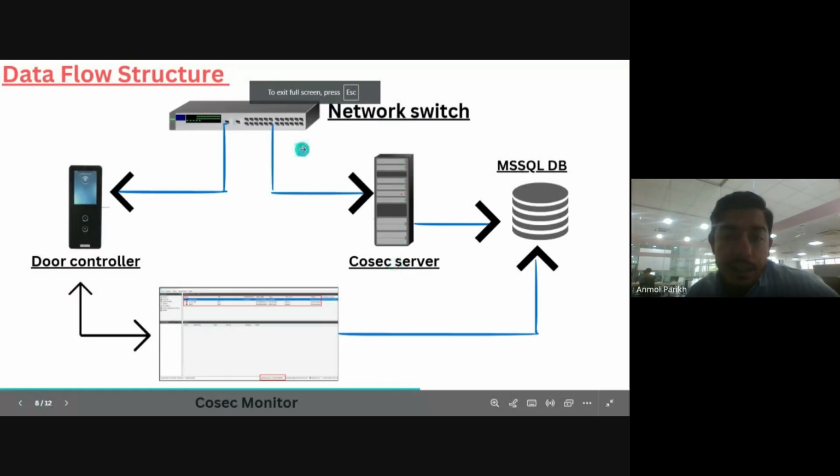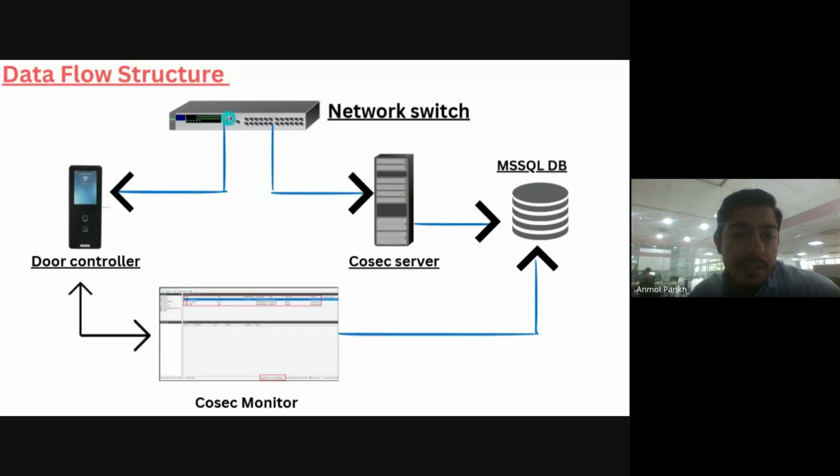Okay, so this is the diagram that I wanted to explain to you. A controller will be connected to the switch, right? Similarly, you can connect many controllers to the switch. And we'll have a COSEC server. Right now it is my laptop, right? And we have a database as well, correct? So the database is stored on the server, correct?